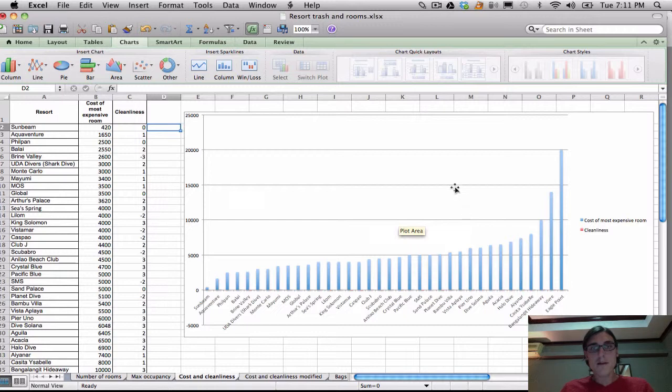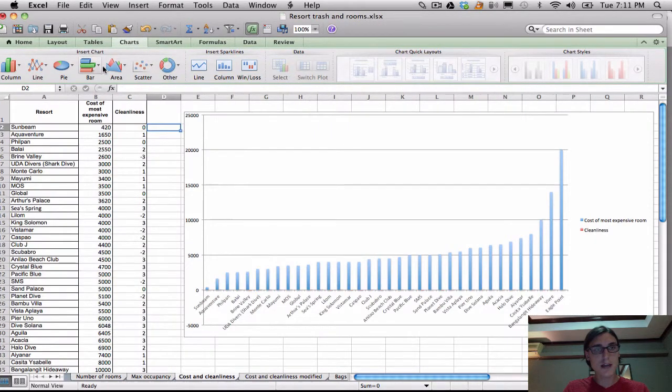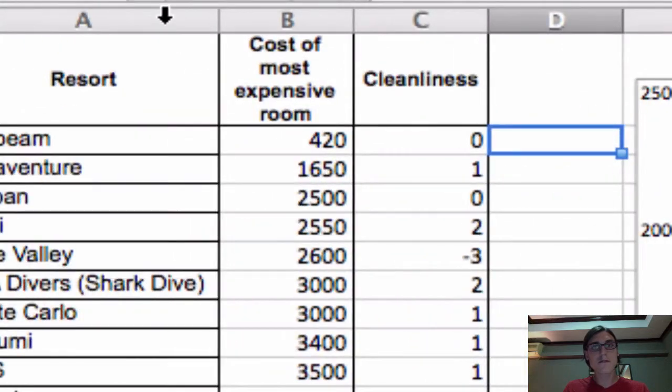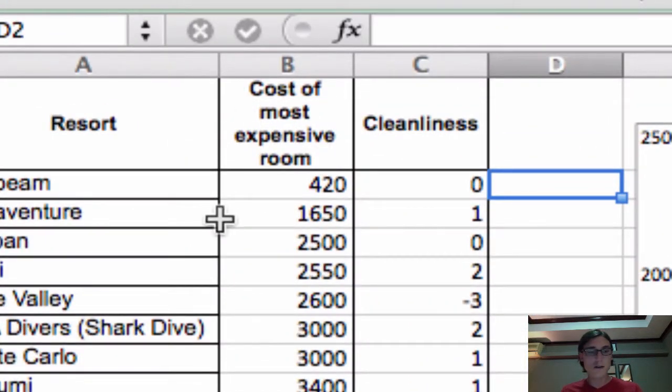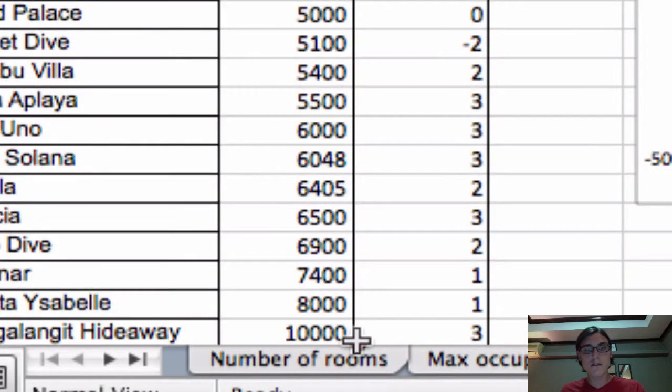If you remember, my research question had to do with what is the relationship between the resorts and the pollution in the area. After I started looking at the number of rooms and the bags of trash, I also looked at the cost of the most expensive room and the cleanliness, because I figured the less expensive the room, the less clean the room will be. Likewise, the more expensive the room, the cleaner it would be on the bipolar.